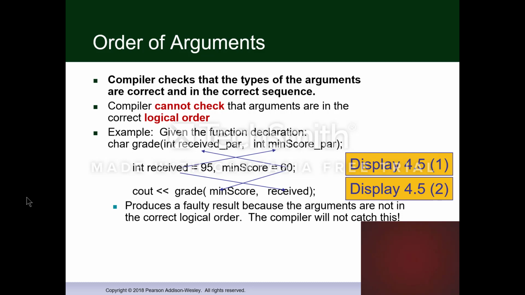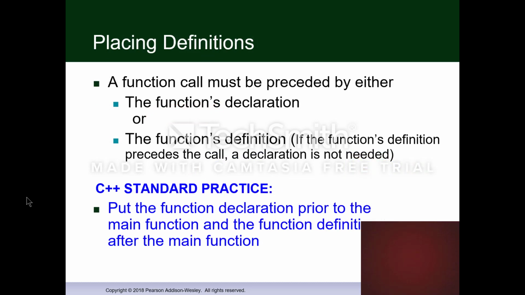The compiler cannot check that you sent the correct arguments to the function. So if you mix up the order of your arguments and they're of the same type, C++ is not going to catch that logic error. So be careful when you are listing your parameters or arguments in the function that you are consistent about the ordering you use when you declare, define, and call the function. Inside the file, the function call has to be preceded by either the function's declaration or the function's definition.